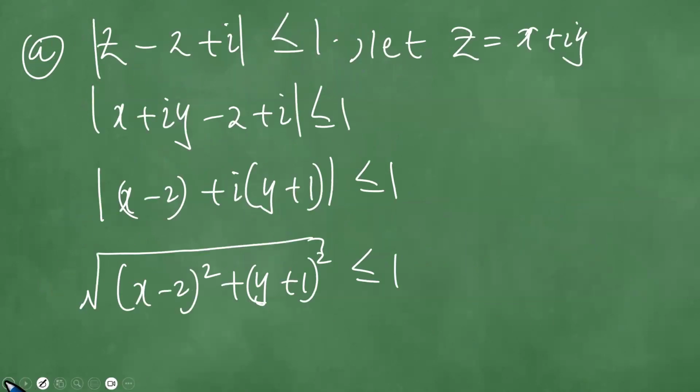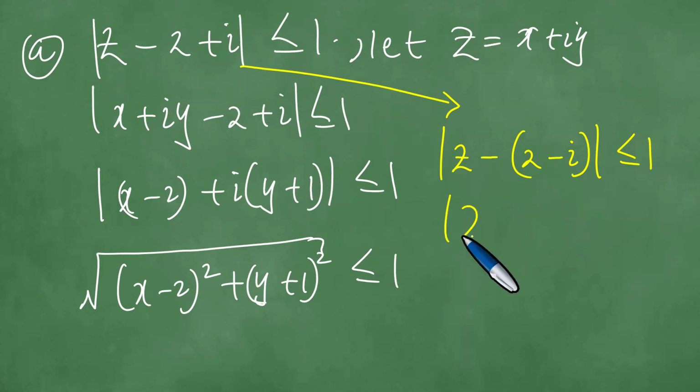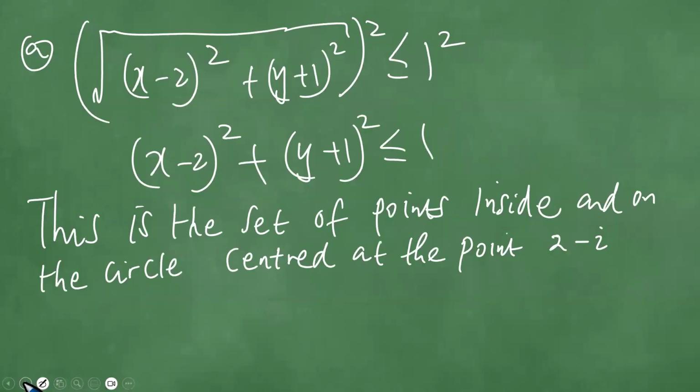So yeah, or we can take it from here. At this point, we can write this as z minus (2 minus i), factoring out the negative here. So obviously this becomes |z minus a| less than or equal to 1, where a is a complex number, in general the center associated with this circle, and this is some radius. Once again, this is not a circle, it's a region. It is the set of all points inside and on the circle centered at the point 2 minus i, with radius 1.